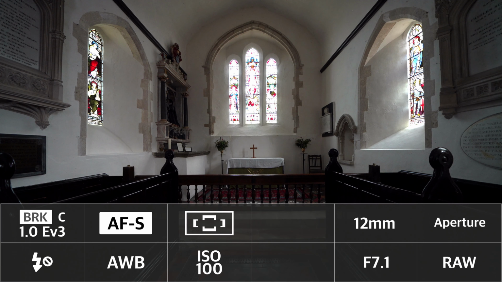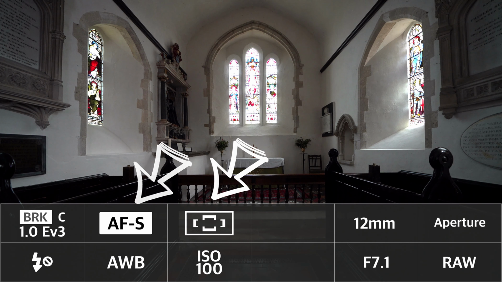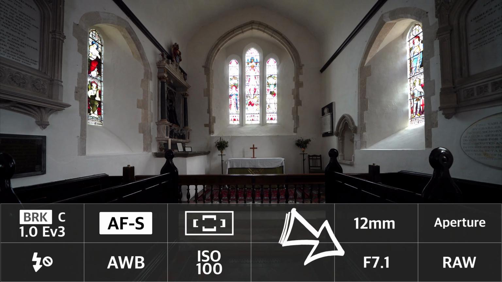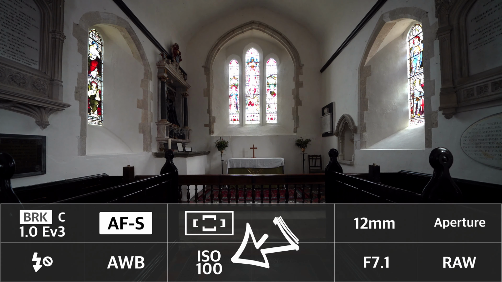Now we have the aperture priority mode, we have the auto bracketing on 3 shots. So let's talk about the rest of the settings for this scene. We are on single image autofocus and we are using wide focus zone. The camera is set to f7.1 to get everything nice and in focus, and the shutter speed is selected by the camera because we are in aperture mode.